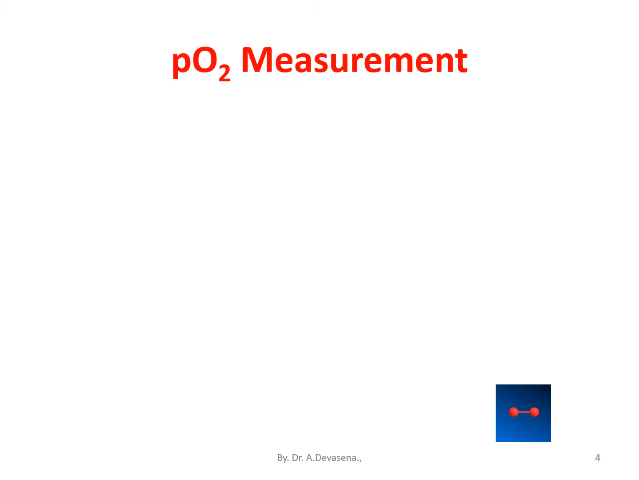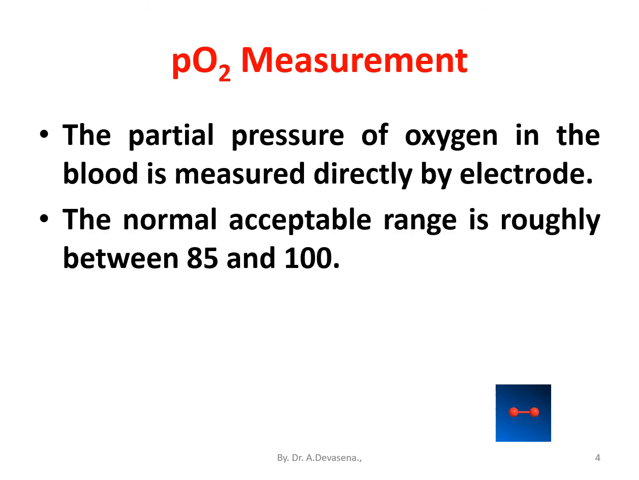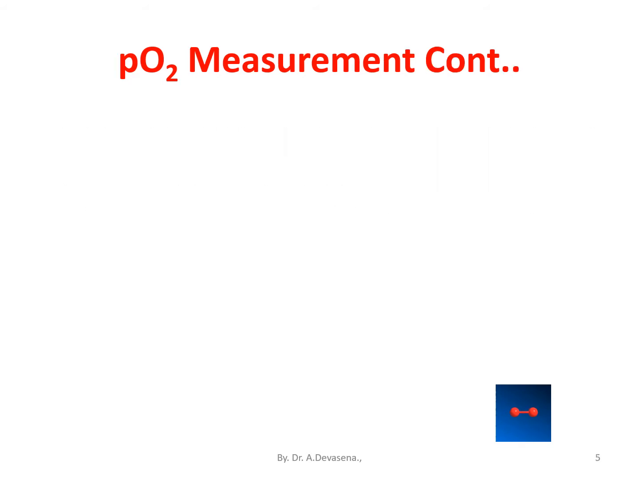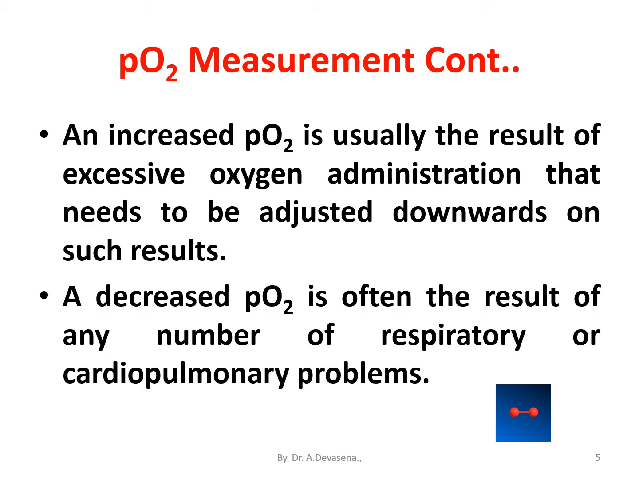PO2 measurement. The partial pressure of oxygen, that is PO2, in the blood is measured directly by the electrode. The normal acceptable range is roughly between 85 and 100. An increased partial pressure of oxygen is usually the result of excessive oxygen administration that needs to be adjusted downwards based on such results. A decreased PO2 is often the result of any number of respiratory or cardiopulmonary problems.